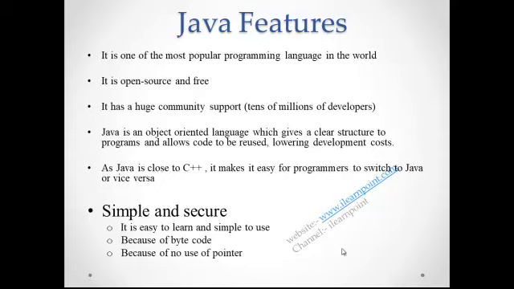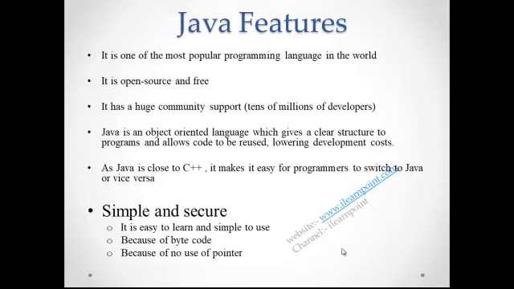So you get a huge community to support, and because of its features: inheritance, polymorphism, method overloading and method overriding, it has lower development cost, and the code can be reused again and again. Similarly, Java is close to C++, so people can easily switch from C++ to Java and vice versa. One of its most important features is simplicity.